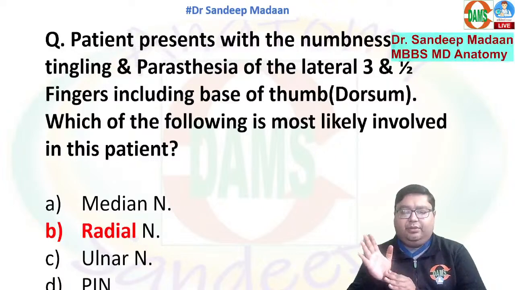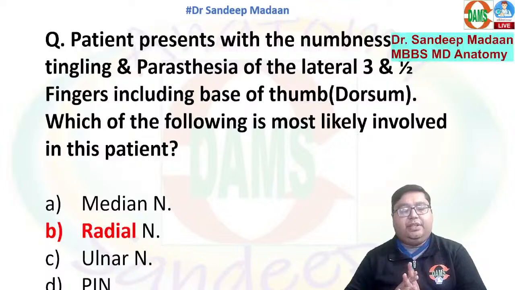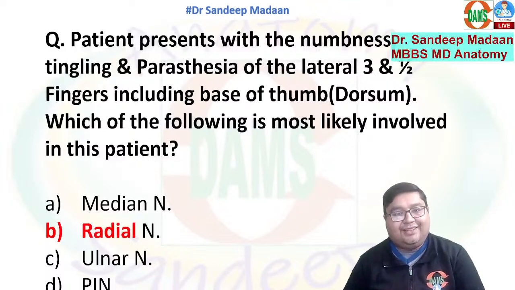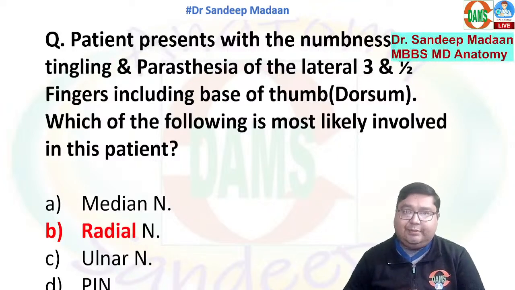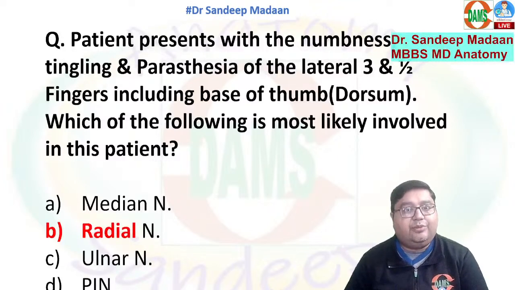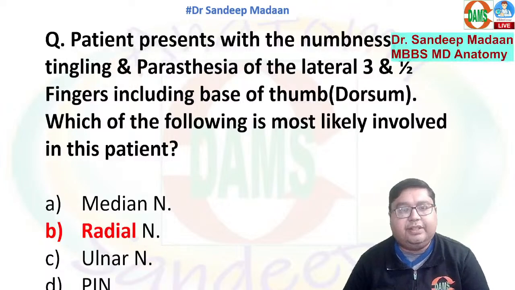important topic as well. Okay, and median nerve should be the answer here, even if the base of thumb is given, because the base of thumb, they are not specifically saying dorsal. Okay, but yes, at the same time, I must say, if dorsal word was there, then we have to think of radial nerve.